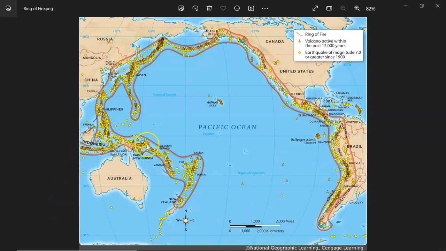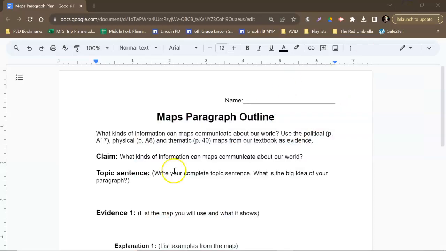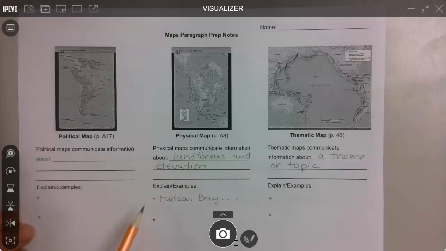So if you need to add any more, go ahead and pause and do that. Otherwise, we're going to wrap up the planning. So what you should have at this point is generally what kind of information a political map gives us, and then some examples from this political map. What information a physical map gives us, some examples from the physical map, and what information a thematic map gives us, and some examples from that thematic map.